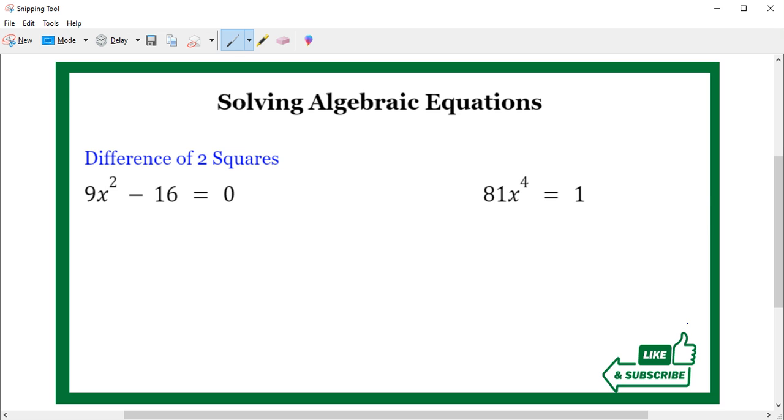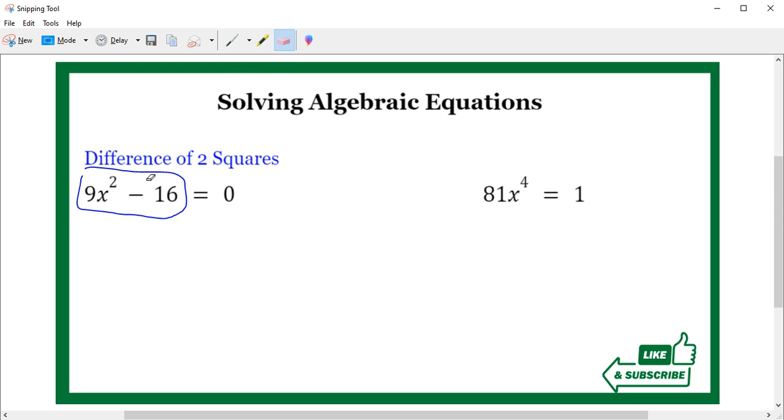Right, hello. So we're still solving algebraic equations, and this is the example that we have right now. It's called difference of two squares, and so it's important to recognize that an expression is a difference of two squares. When I say expression, I'm just talking about this side right here.